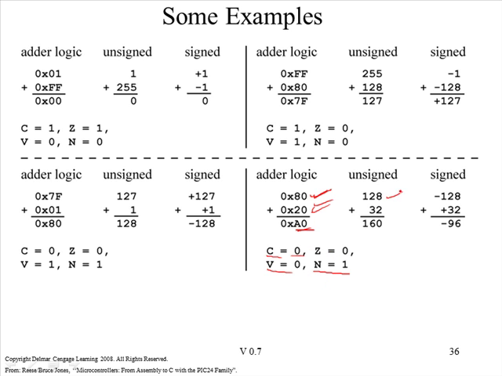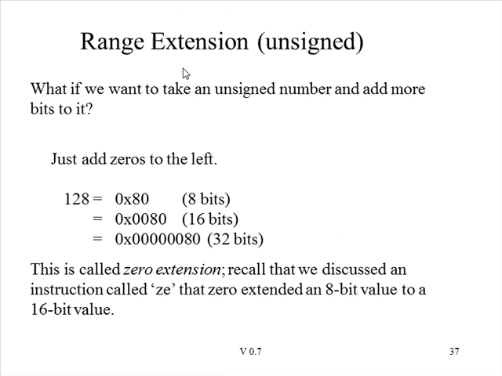As unsigned numbers, I have 128 plus 32. I got 160, which is the correct result. As signed numbers, an 80 is a negative 128, a 20 is a positive 32. I add those two together, I get a negative 96. If I do the conversion, A0, that is indeed a negative 96, so I got the correct answer, as evidenced by the overflow flag being 0.